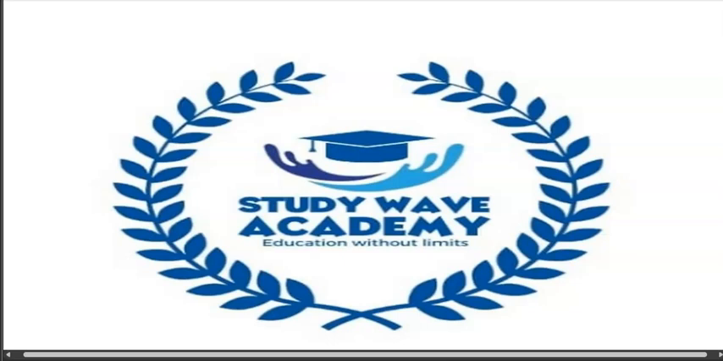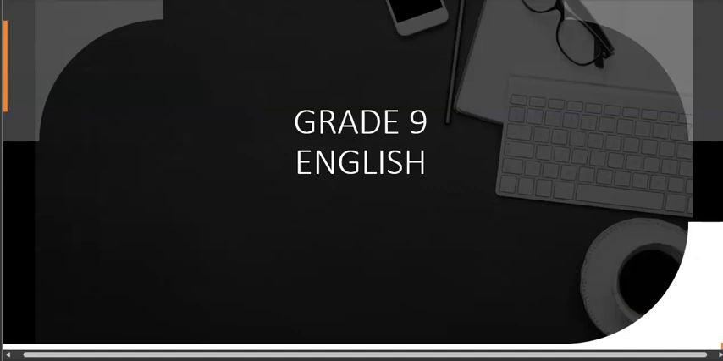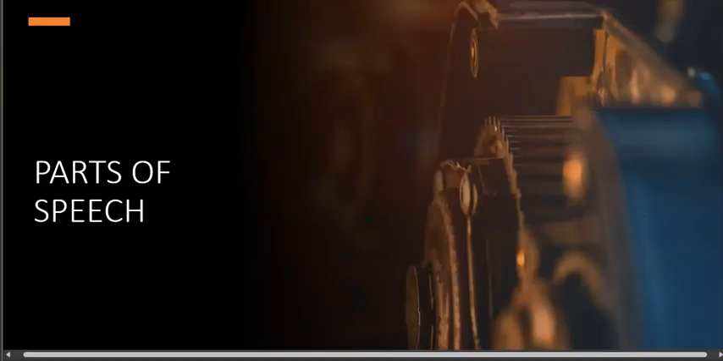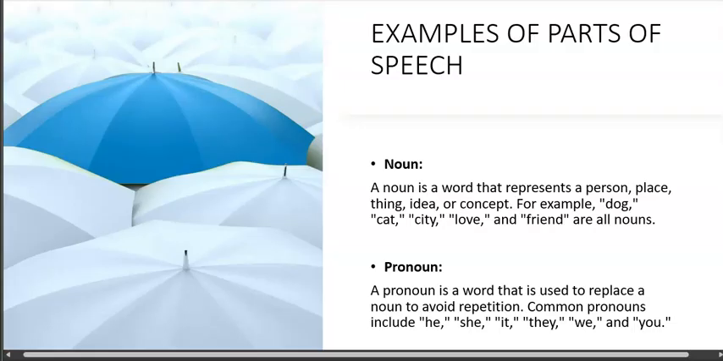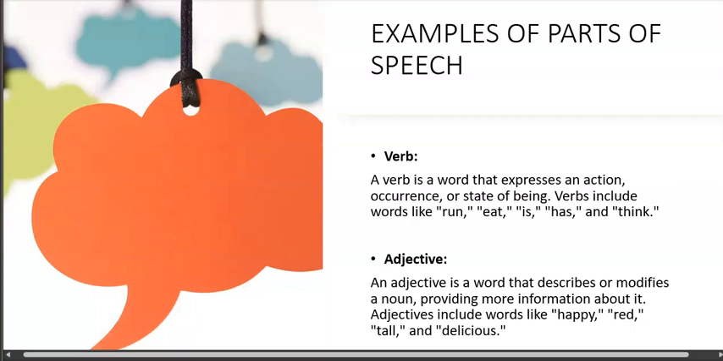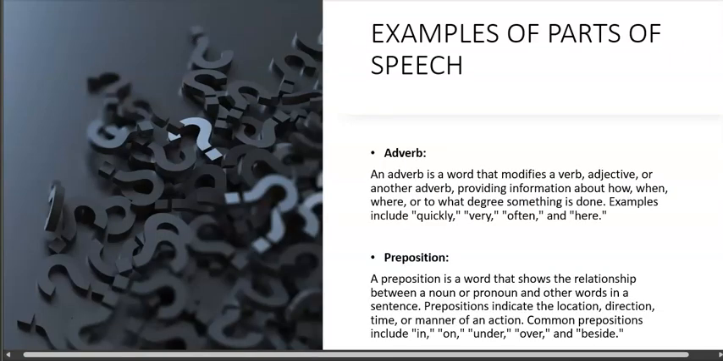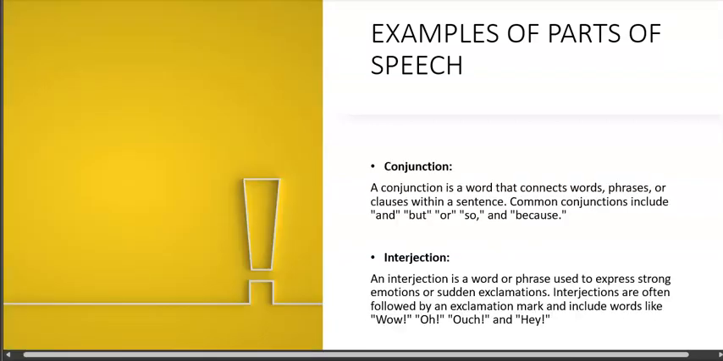Welcome back to our English class, and let's continue looking at the parts of speech. So I've told you what parts of speech are, and right now we're looking at the examples of parts of speech to just remind ourselves what we learned in the past, okay? So I have talked about nouns, pronouns, verbs, adjectives, adverbs, prepositions, conjunctions, and interjections, okay? So these are the examples of the parts of speech we have.